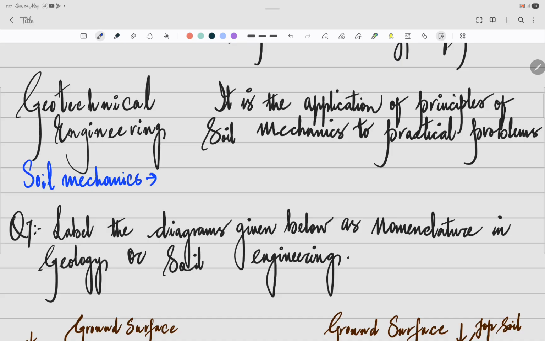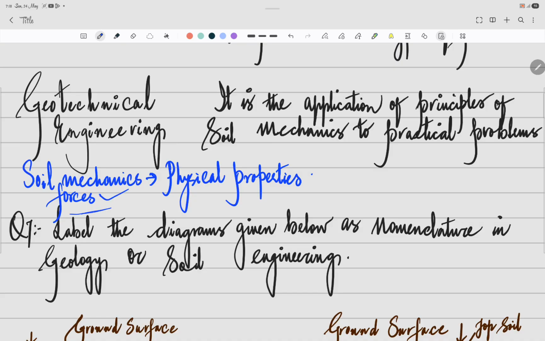All right, soil mechanics is the branch of science that deals with the study of physical properties of soil and the behavior of soil masses subjected to various types of forces. This is the definition of soil mechanics.